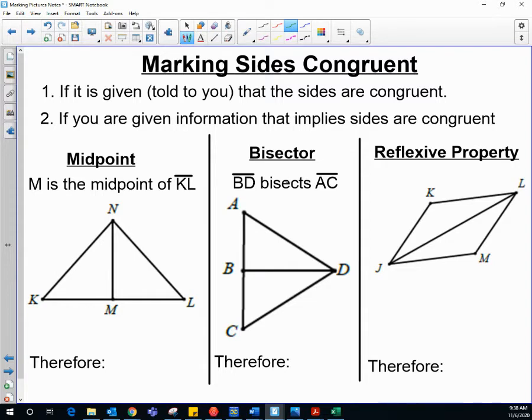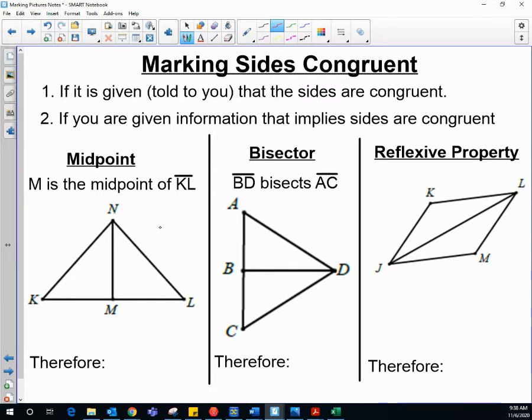So we want to find some different ways we can mark the sides congruent. So one way is if it's given to you, told to you. So if you have a problem and they say side AB is congruent to side CD, then you already know those are congruent. You can go ahead and mark those. But then there are also some ways that you're given information that implies sides are congruent and they're not explicitly stated. And so I want to go over a couple of those examples so you know what to do when you see them.